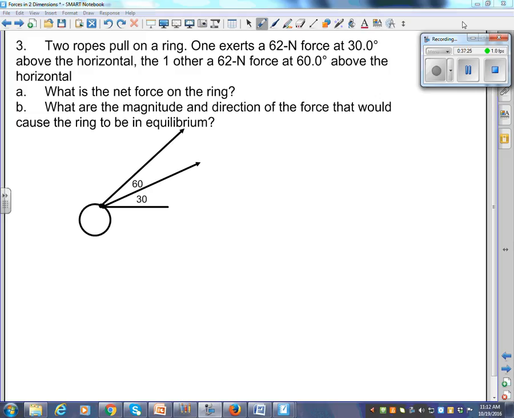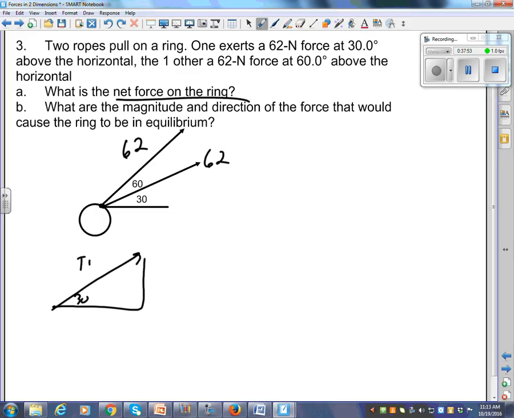Two ropes pull on a ring. One exerts a 62 Newton force at 30 degrees above the horizontal. The other one is 62 Newtons at 60 degrees. So they're both 62 Newtons. What is the net force on the ring? How are you going to do this? How are you going to add this force with a 30 there?